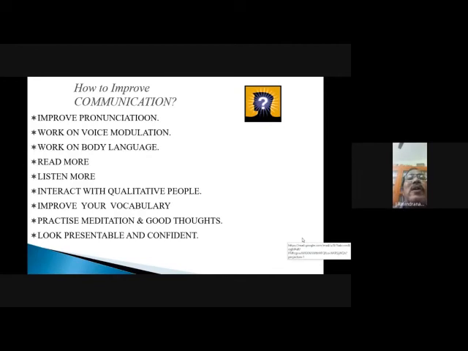So don't confine to your domains, go across the disciplines, because you are going to work in cross-cultural ambience and with people from different backgrounds. So read more as much as you can. In the forthcoming class, you can see a video on how to read a book a day. It's also a TEDx lecture. Listen more and interact with qualitative people.